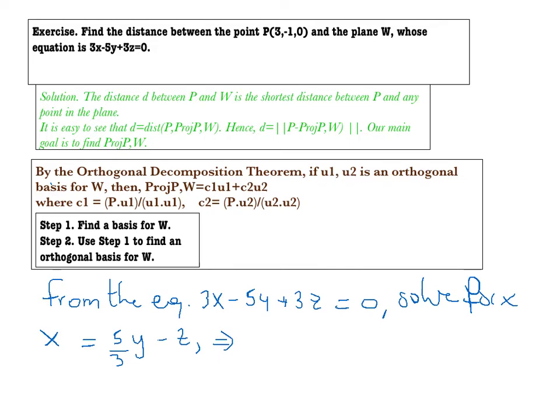So from the equation 3x minus 5y plus 3z equals 0, we solve for x. And therefore, we can see simply that x equals 5/3 y minus z. Therefore, we can define u to be any generic vector on the plane, and the vector will have coordinates x given by 5/3 y minus z, y and z, where y and z can be any real numbers.